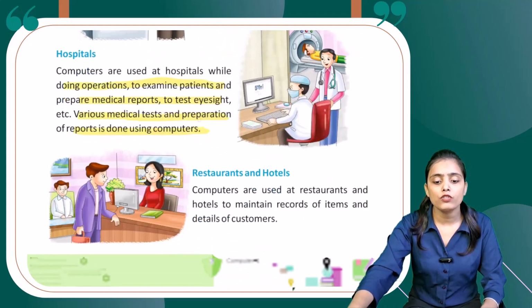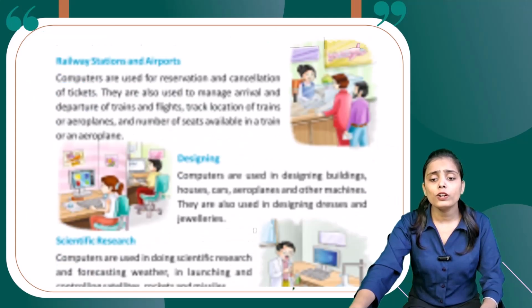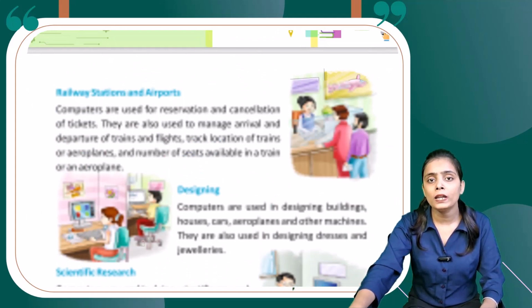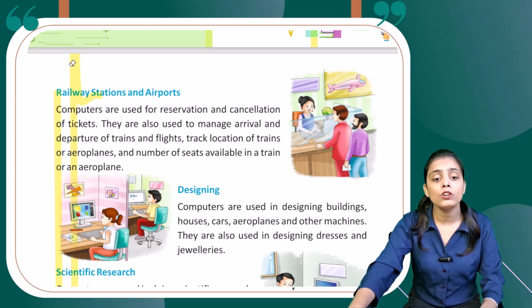Now let's see restaurants and hotels. So computers are used at restaurants and hotels to maintain records of items and details of customers. So in restaurants and hotels too, children, the computer system is used to maintain records. Now railway stations and airports. As you already have an idea why we use computers at railway stations and airports, let's see.